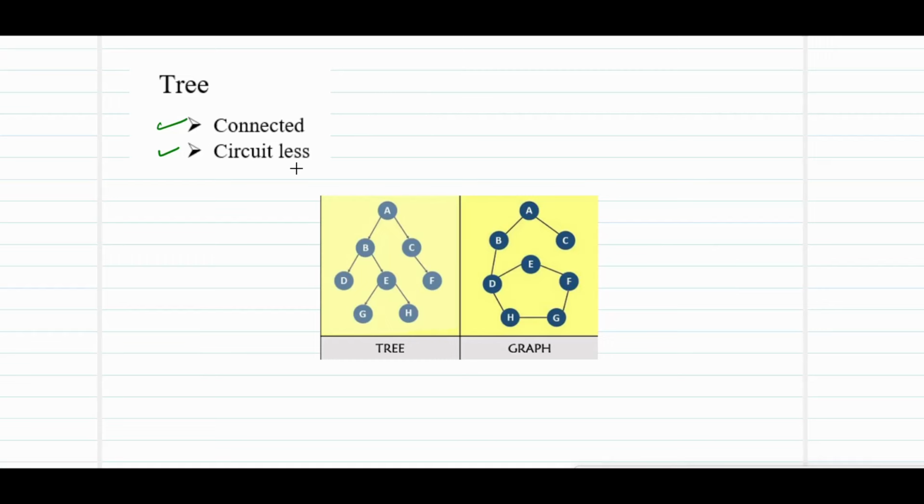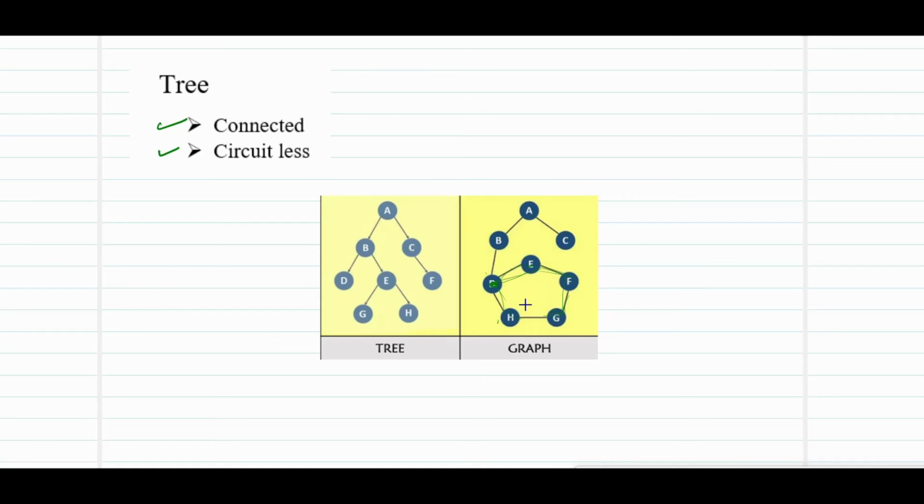And secondly, what do we mean by circuitless? It must not have a closed path like this. A closed path means a path that begins and ends with the same vertex, in which case the path will be referred to by the name circuit or cycle. Now when we see this example, we notice that D, E, F, G, H is going to form a closed loop kind of structure. That is, the path over here begins with D and it is going to end with D. So this is what we call a circuit.